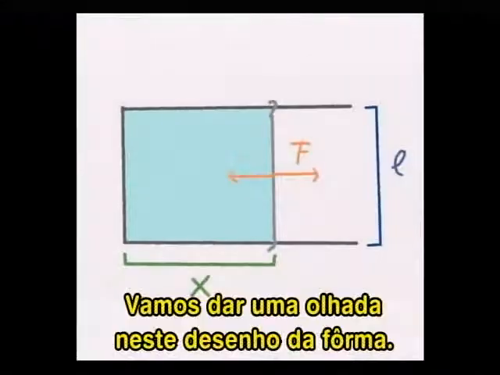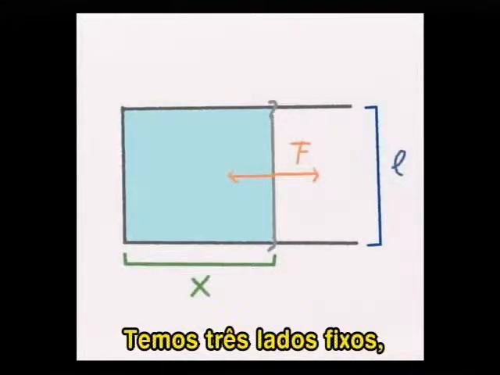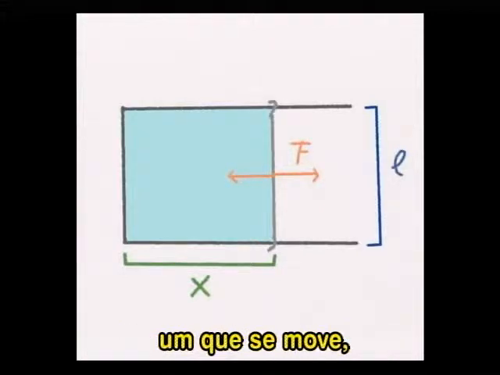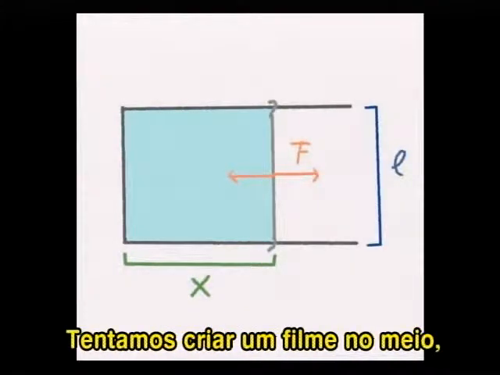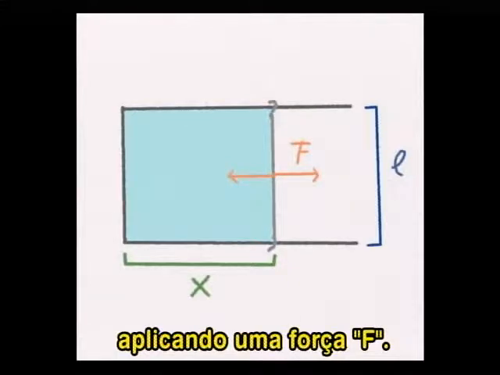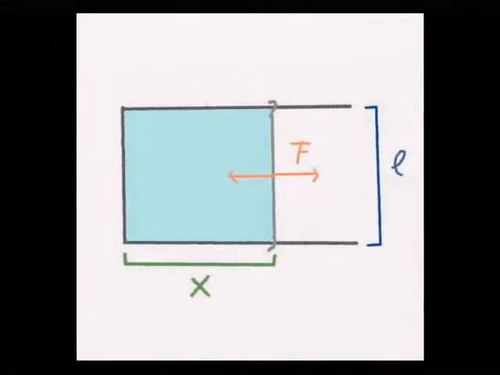Let's take a look at this sketch of the frame. So here we have 3 sides that are fixed, 1 side that can move, and this side has length L, let's say, and we try to create a film in the middle, applying a given force F.